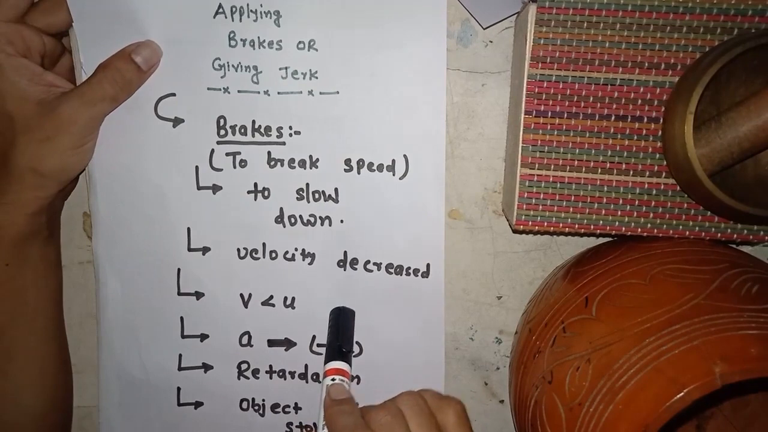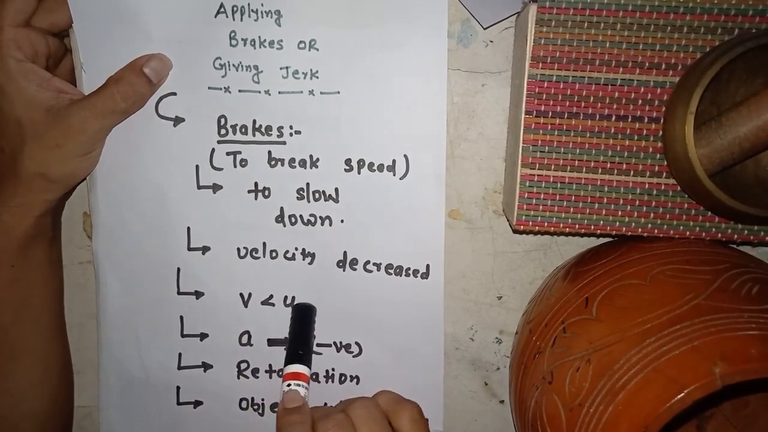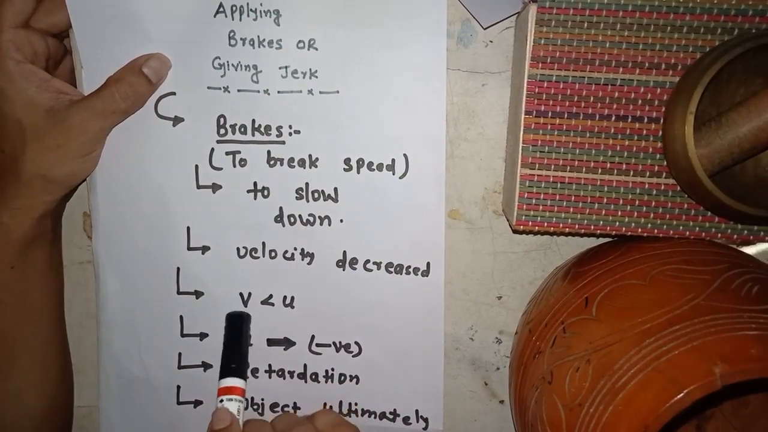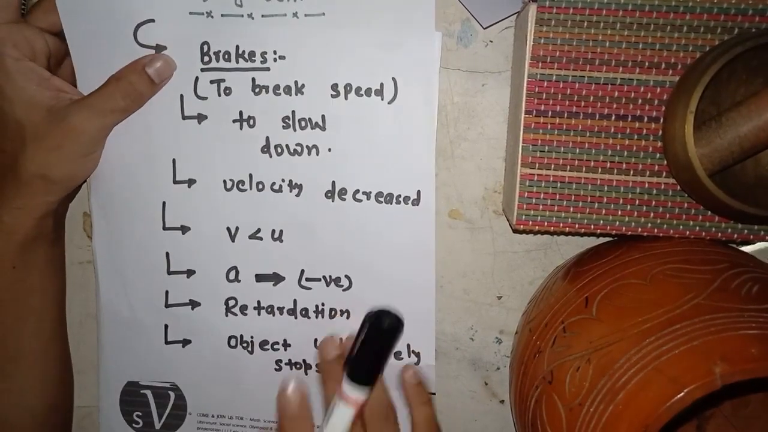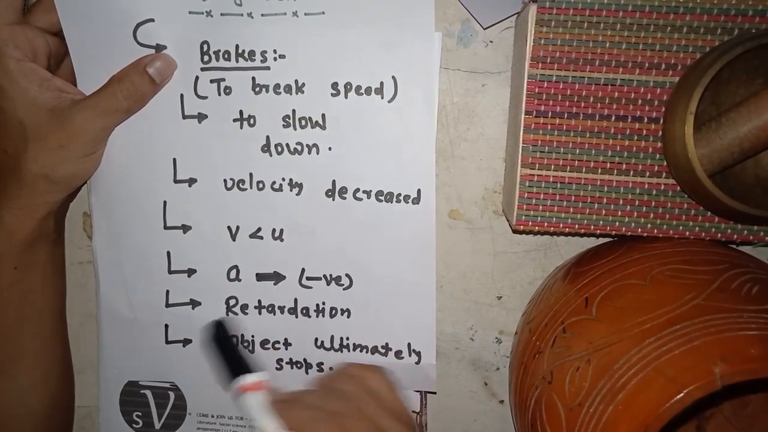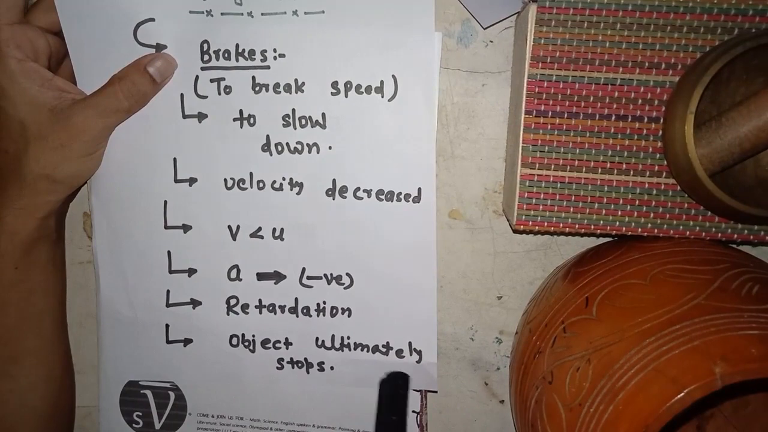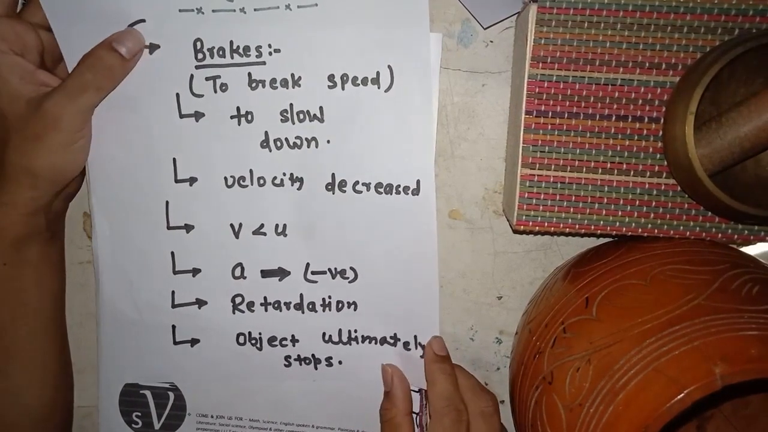Have you got my point? So v is less than u. u is greater, v is lesser. So in this case, if you apply brakes, a must be negative, as I have already told you. So it is retardation and the object ultimately stops.